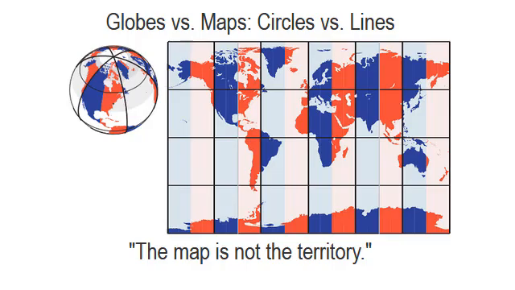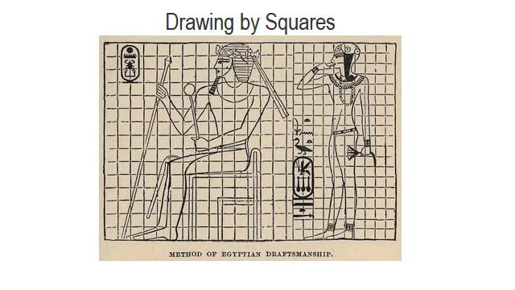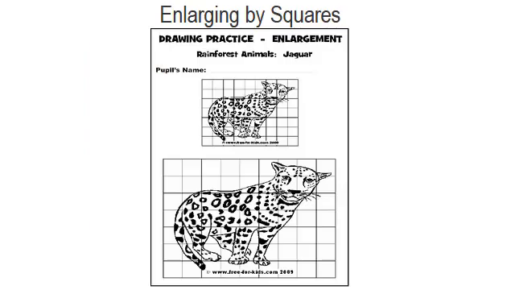We can use the map's straight black lines with the drawing by squares method. The Egyptians were using this same method almost 4,000 years ago to make large drawings and sculptures. After a grid of squares has been placed over an image, it can be transferred to a grid of larger squares by copying it one square at a time. As long as each square is roughly the same, the enlarged drawing will be very similar to the original image.